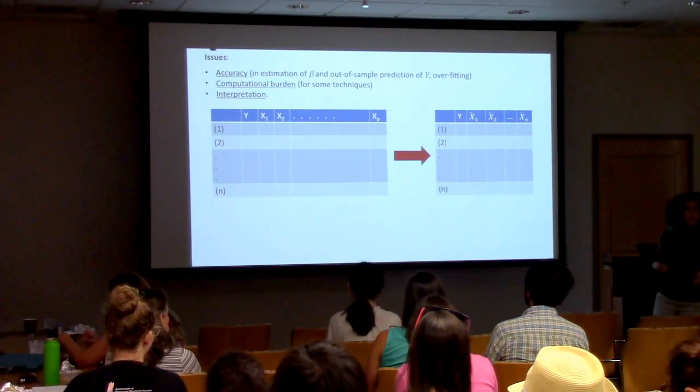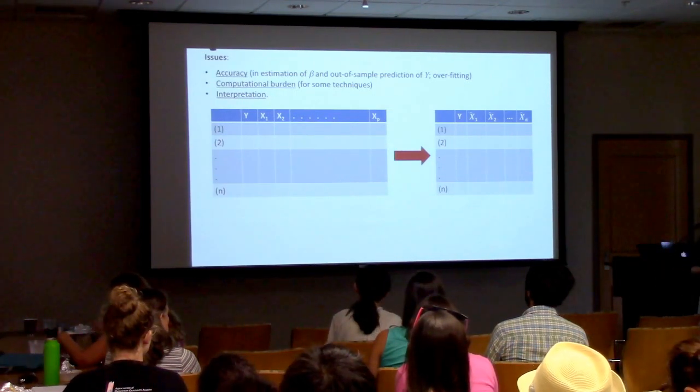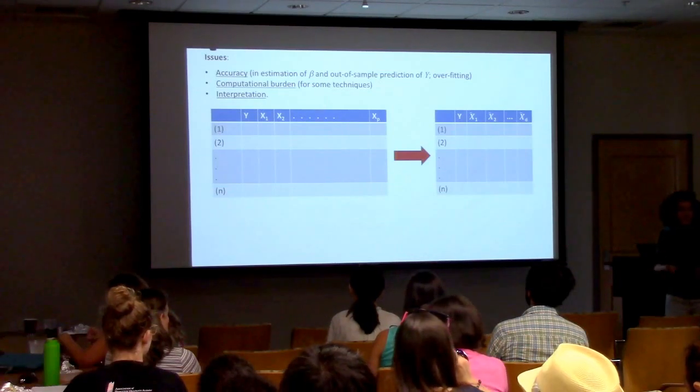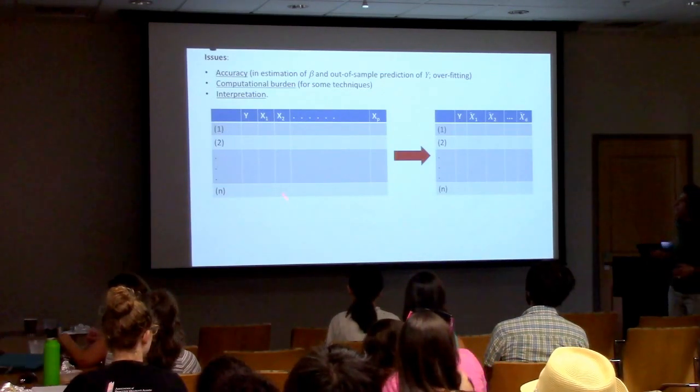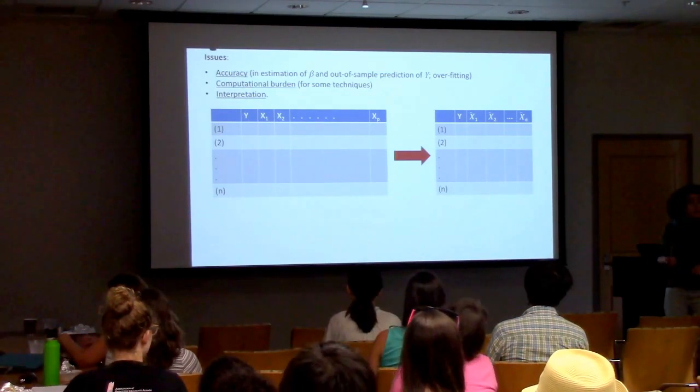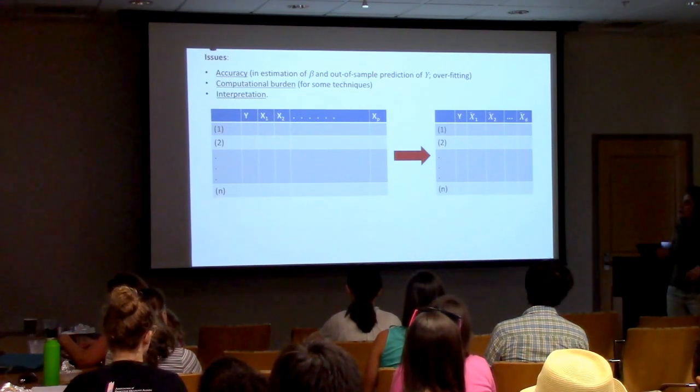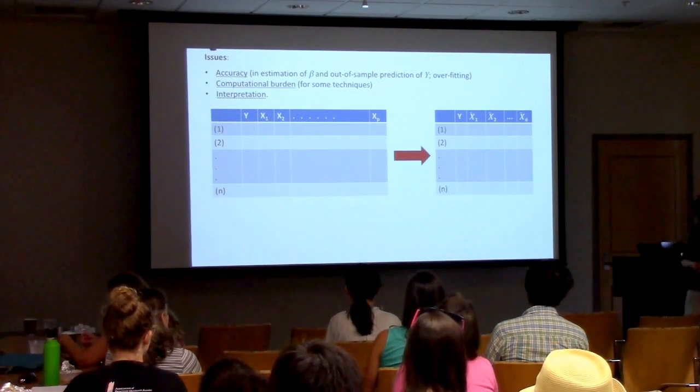Another issue that comes about when P is large, for some of the techniques that are employed, is computational burden. Not all the techniques. Some techniques are pretty parsimonious in computational burden, but some can get very expensive when P is large. And also, importantly, there is an issue of interpretation.